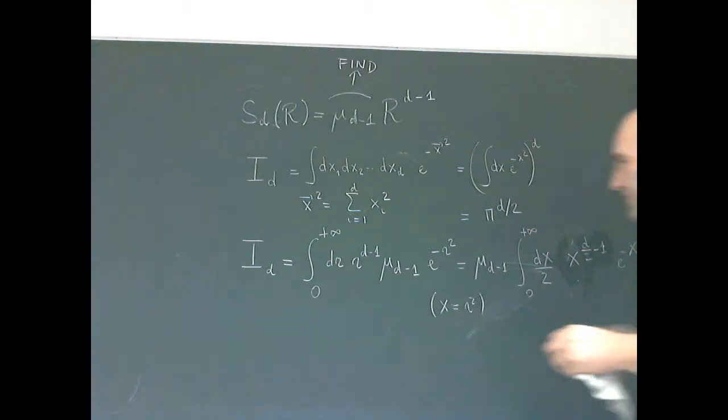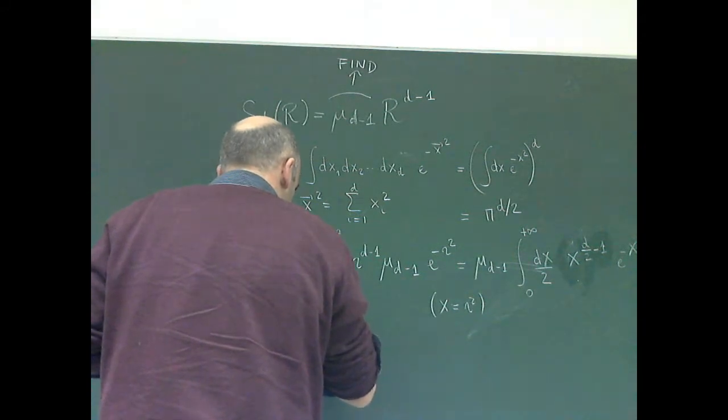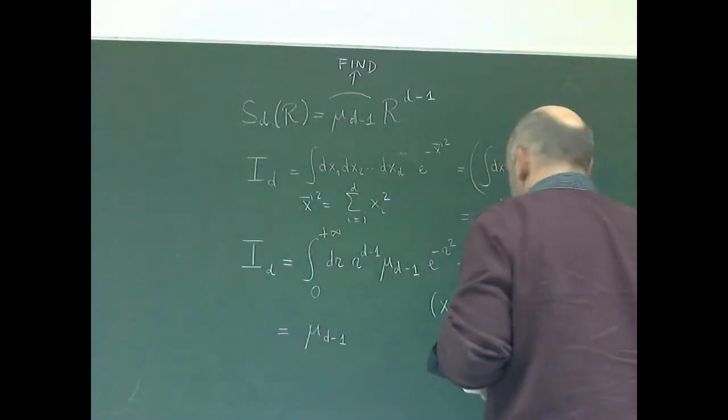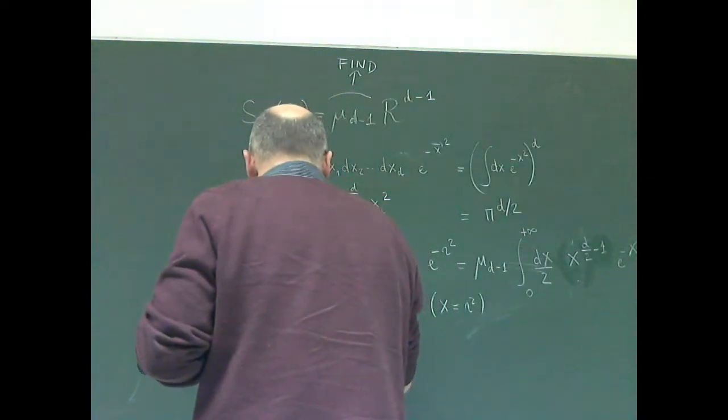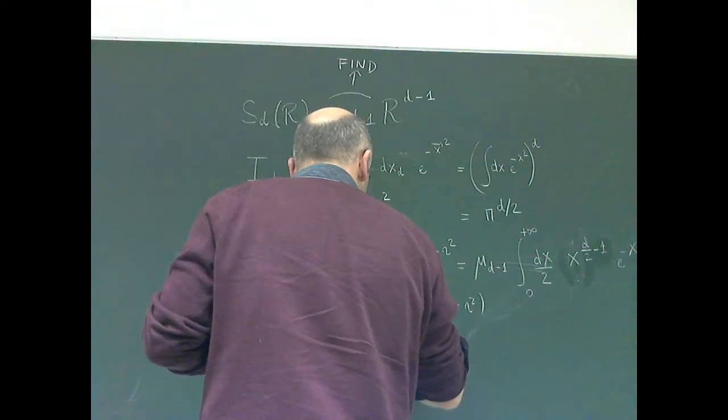Okay, this is a known function. It's called the gamma function. So what I get is mu of d minus 1, and this is what is called the gamma function. So I have a factor 1/2. I have the gamma function of d over 2.